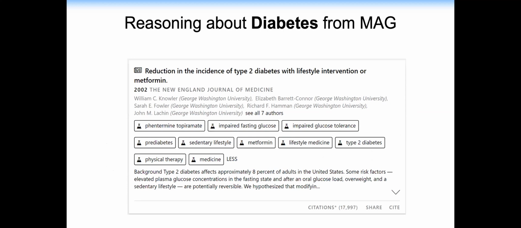Another very recent attempt we are trying is to reason about something from the academic knowledge graph. Here is the example: because the academic knowledge graph indexes all the publications over the history about, say, diabetes, can we reason something about diabetes, such as what are the symptoms of diabetes, what is the cause of diabetes, and what are the existing treatments or potential treatments for diabetes, right?